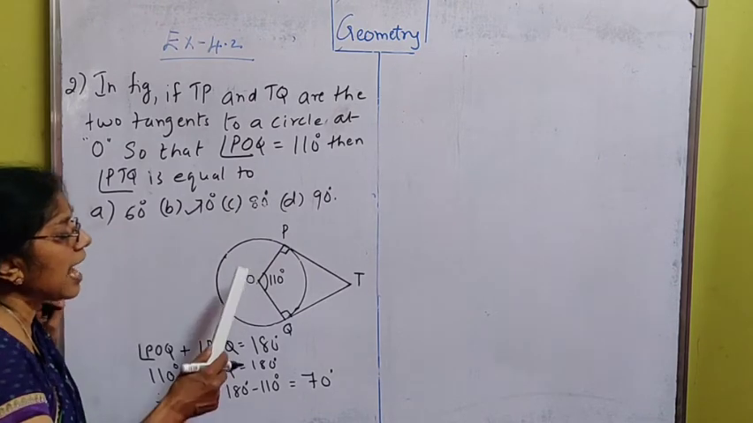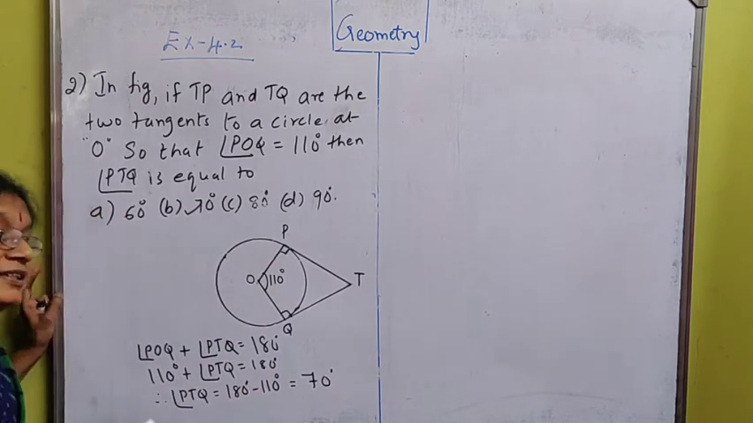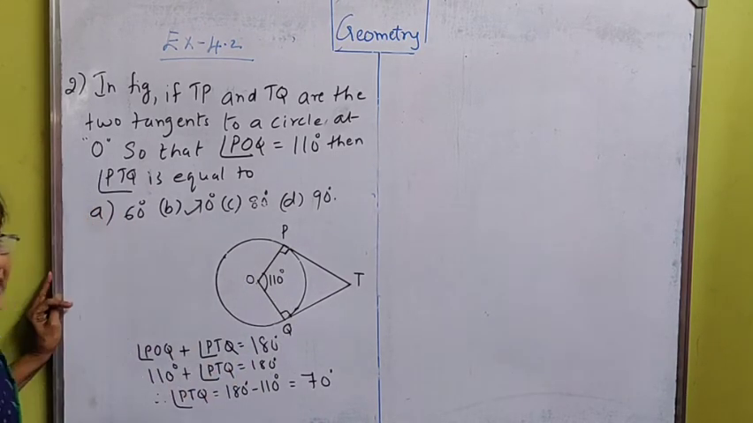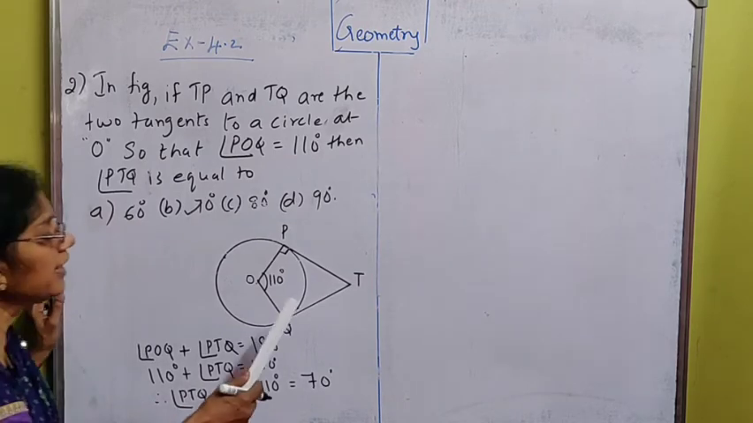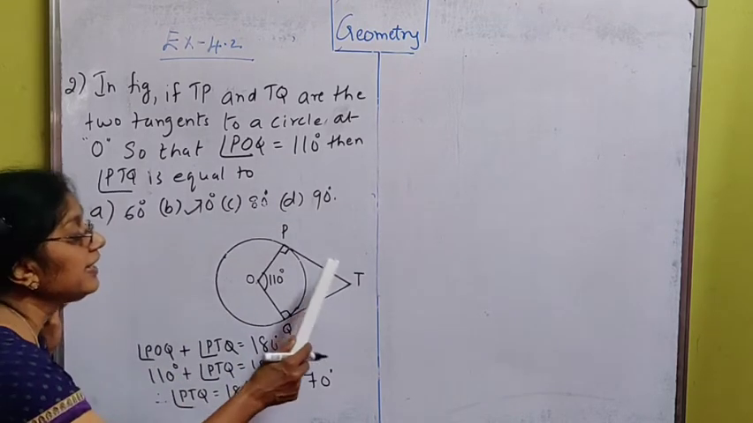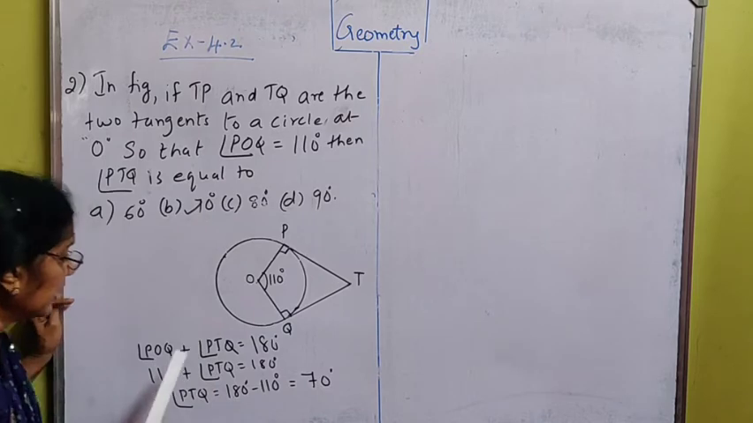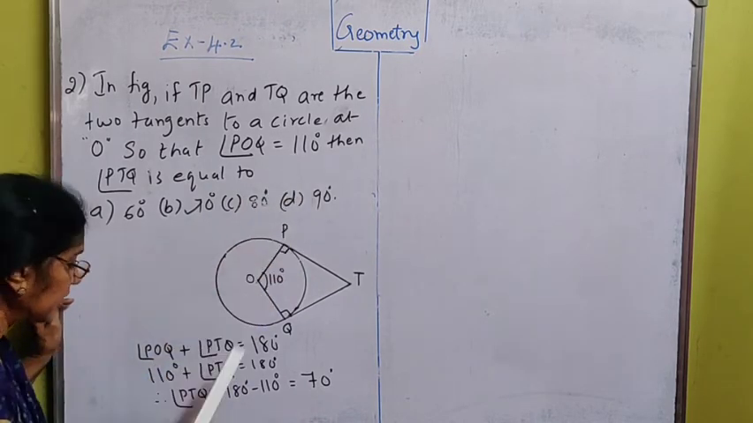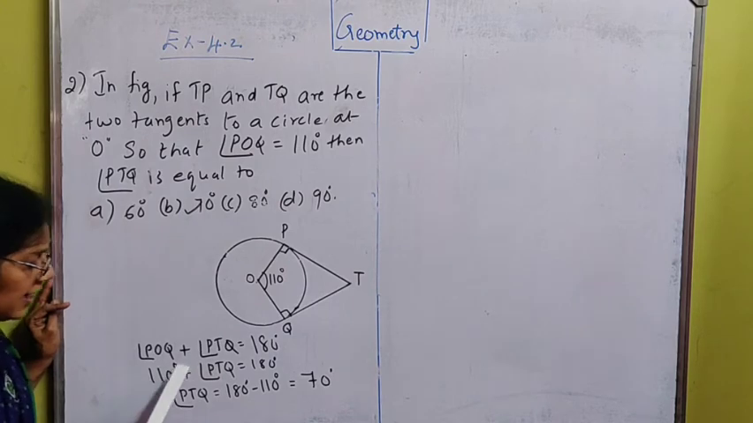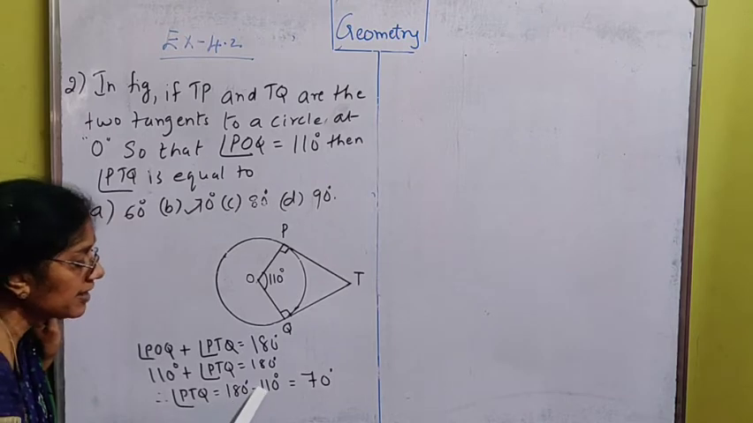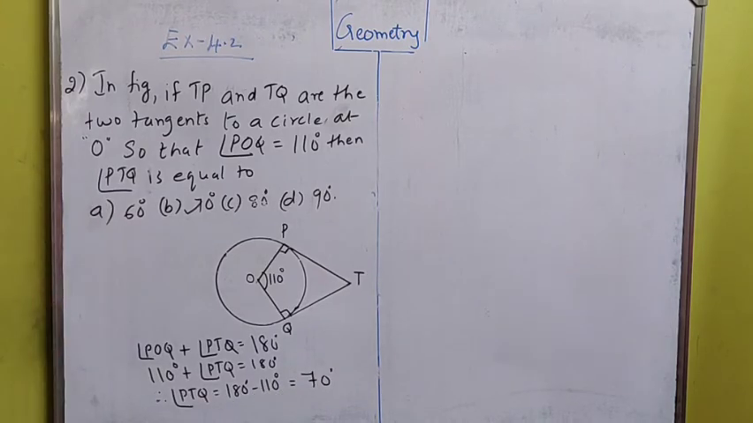Which two angles are left out? Angle O and angle T. Their sum is 180. So if I subtract the sum of angle P and angle Q from 360 degrees, 360 minus 180, I get 180 degrees, means angle O plus angle T is 180 degrees. That means angle POQ plus angle PTQ is equal to 180 degrees. The POQ value is already given, 110. Substituting, 110 plus angle PTQ is equal to 180 degrees. Therefore angle PTQ is equal to 180 minus 110 is equal to 70 degrees. So now you know how to do this sum. This is the second sum in exercise 4.2.